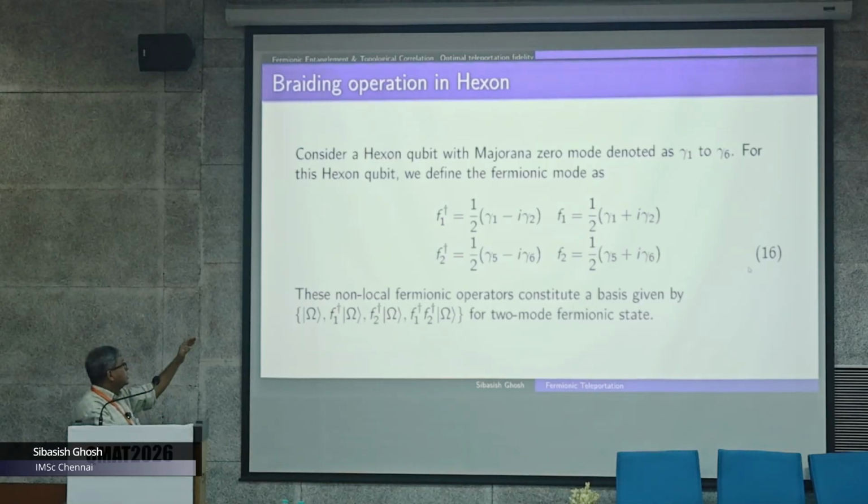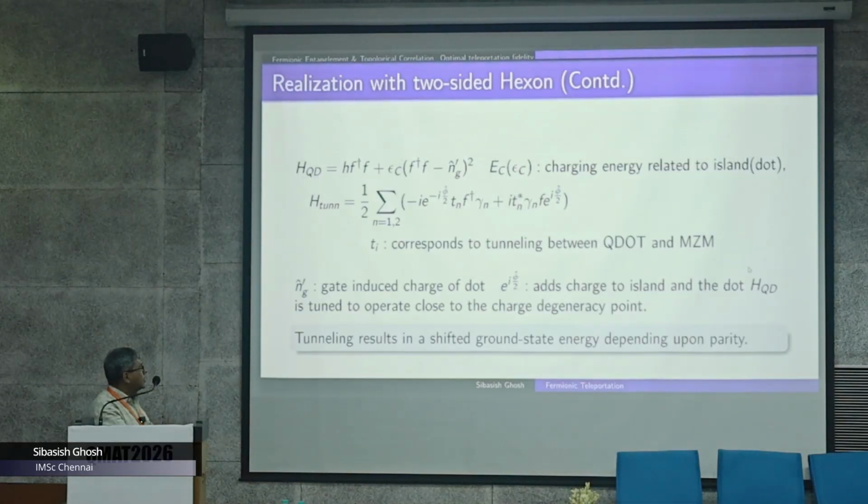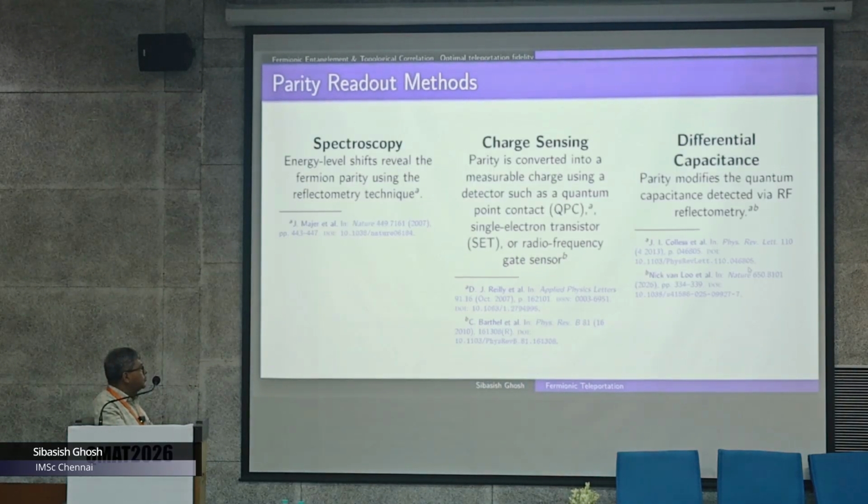So how does this braiding operation perform using these fermionic operators? Let me go back to this figure. See, this is gamma 1, this is gamma 6, gamma 2, gamma 5, and gamma 3, gamma 4. So these are the Majorana zero modes.